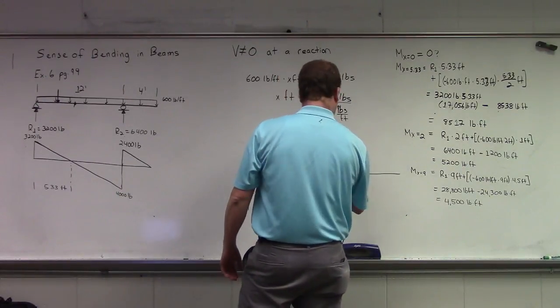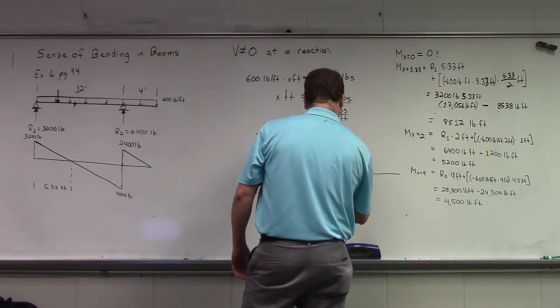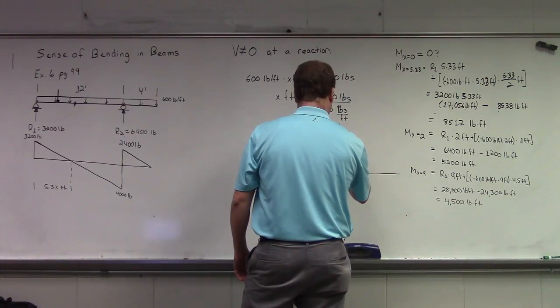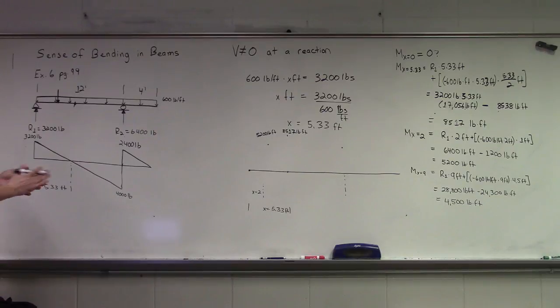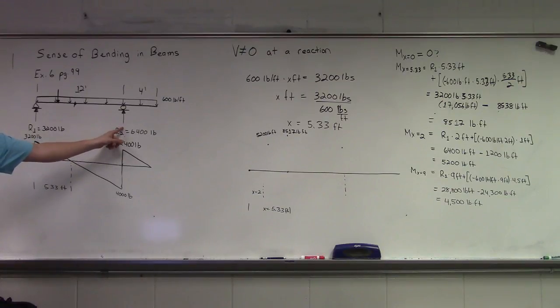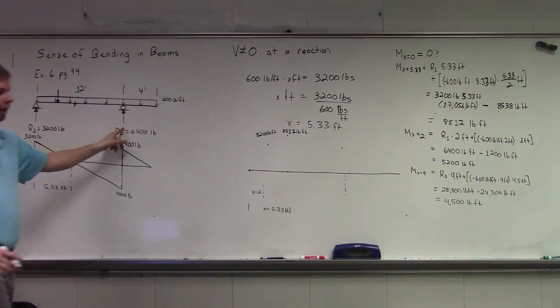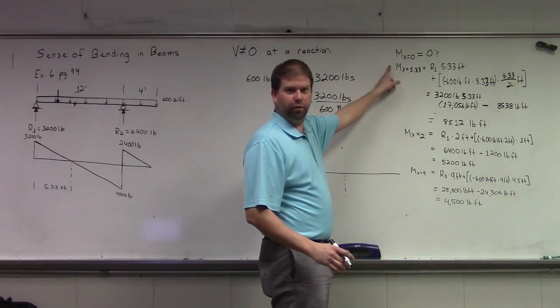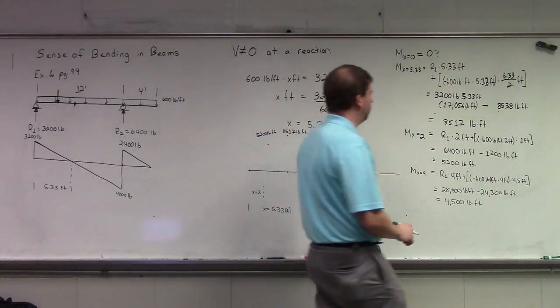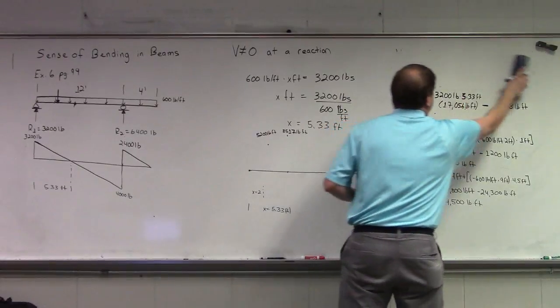So, this is 16 feet, so we're about here. We know where it crosses. What's happening at this reaction? Zero. At x equals 12. Is it all right if I remove x equals 0 and x equals 5.33? Yep.